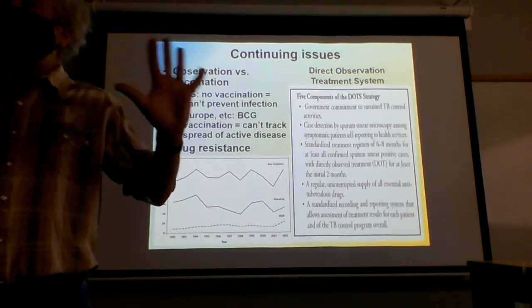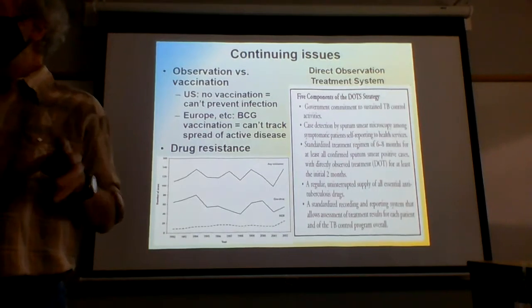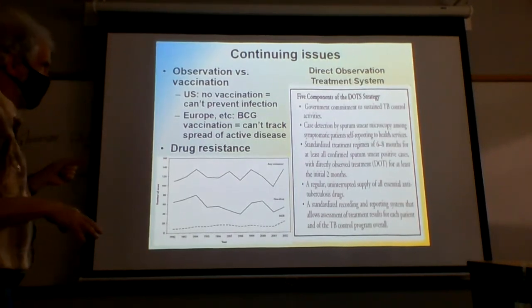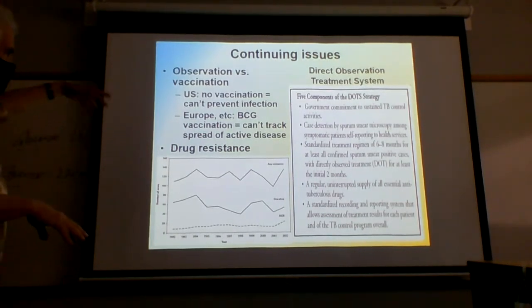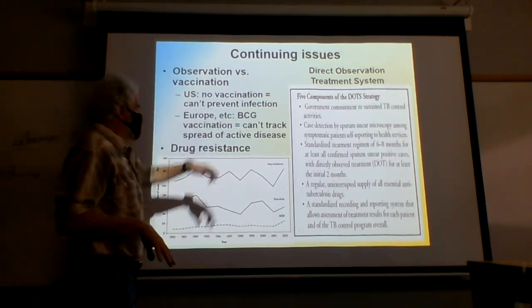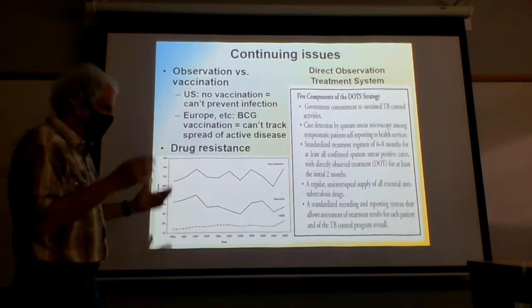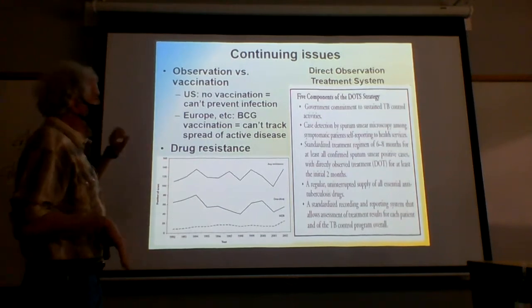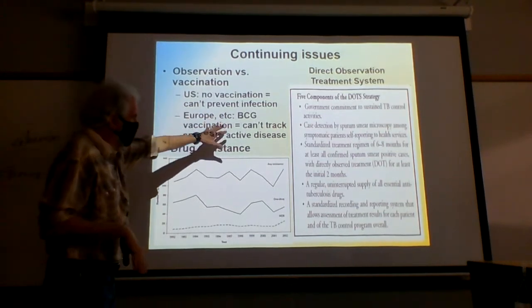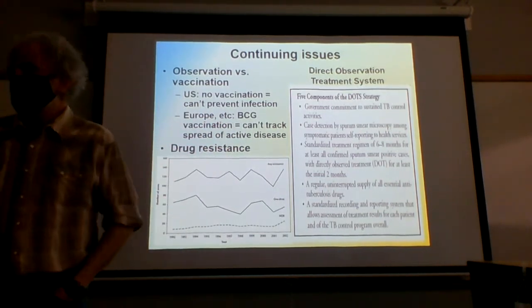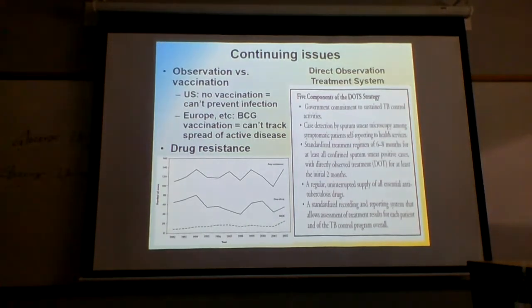So that's the surveillance trade-off that we've got here in the U.S., is that because we don't vaccinate, we can track it. In Europe, the BCG vaccination is used, and that means that you can't track any active disease. And again, you don't get herd immunity from this because the bacteria is present all the time in nature. So it's always going to be around, and if you haven't been vaccinated, you're at risk of being able to get it.